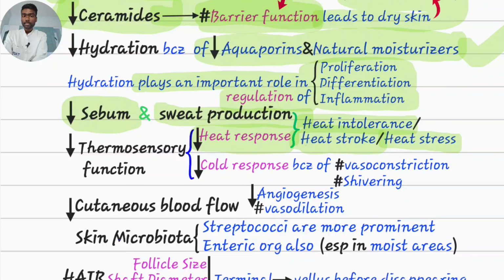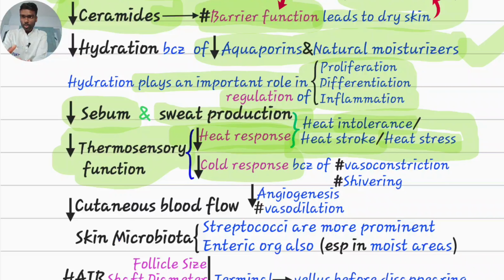All these are more prone in old age. Why? There will be reduction in thermosensory function, because there may be age-related sensory neuropathies and reduction in number of thermosensory receptors and reduction in nerve conduction velocity also, which leads to decrease in response to heat and response to cold.